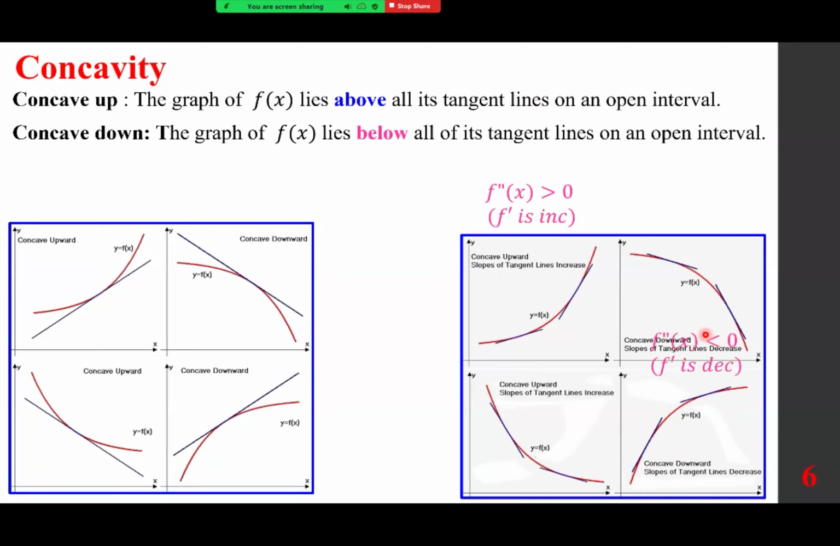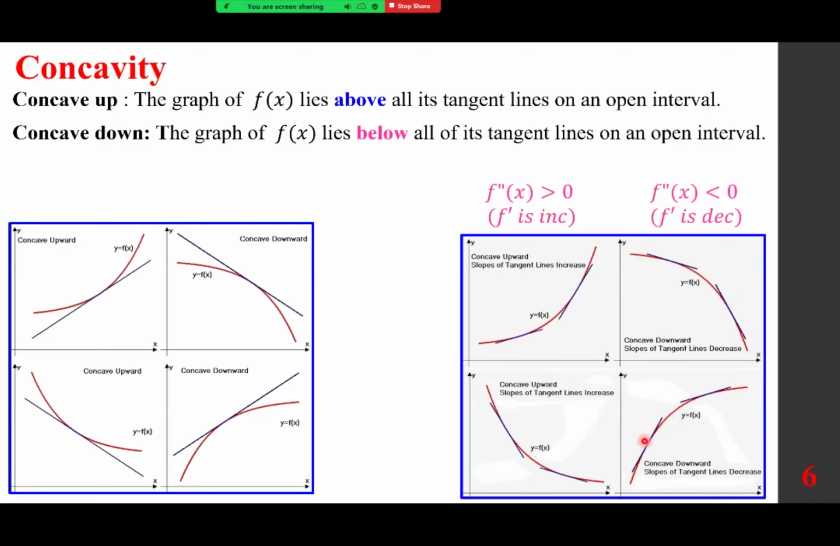In these two cases, f double prime is negative and f prime is decreasing. Notice, for example, this one has a negative slope, this has a negative slope, and it's steeper, therefore it has a more negative slope. Positive slope, positive slope.